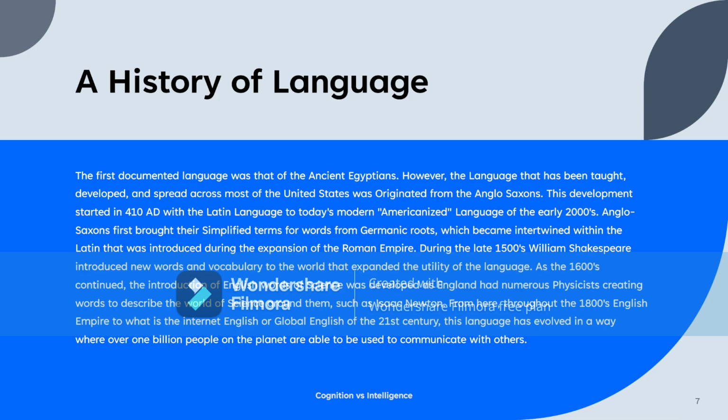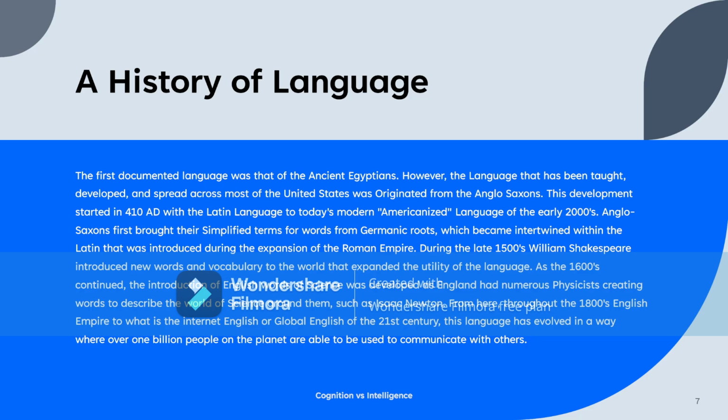However, the language that we're going to be talking about from here on is going to be English. English was first originated from the Anglo-Saxons. This development and spread to the United States, how we know it now, originated from the Anglo-Saxons of German and Jute combined in 410 AD. This Latin language from the Jutes mixed with the Germanic simplification of words like house, woman, loaf of bread, and Germanic roots from that. So, from the Latin language to today's modernized American language in the early 2000s, we're going to talk about those.